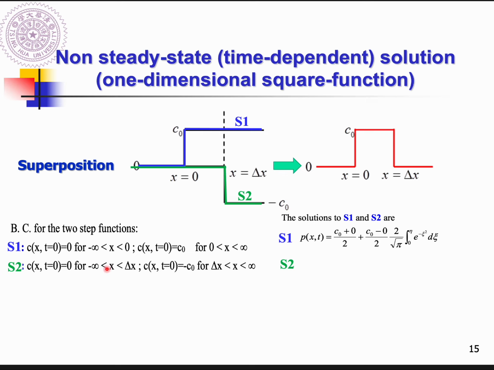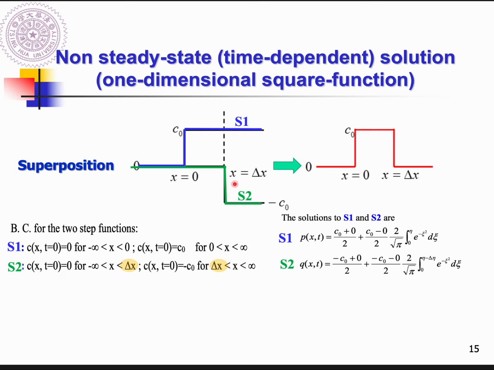The boundary is actually listed here, so you can check that. But you can directly write down the solutions, right? It's the average of C0 minus 0 and C0 plus 0, and also plus the average of the difference between C0 and 0, that is C0 minus 0, times the error function eta, right?